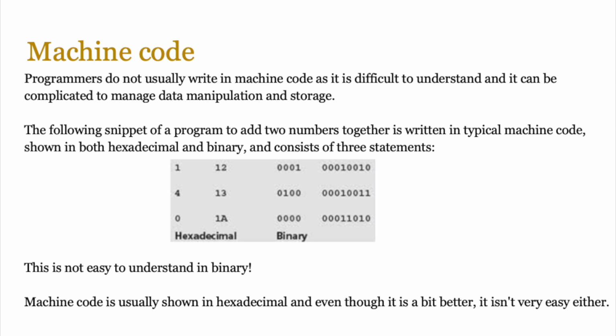This is not easy to understand at all in binary. That's why sometimes machine code is shown in hexadecimal. And even though it's a bit better, it isn't very easy either. That's one of the reasons why we use assembly language instead.